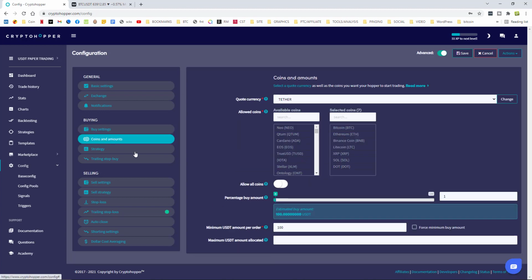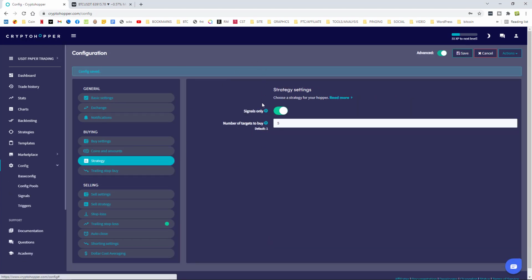Alright, coins and amounts. Now this has to be set. So I'm going to set up just 3 coins as an example. 3 decent coins. Alright, and I'm going to tell the bot how much it's allowed to spend. Out of my $10,000 I've set it to use 1%, so it's only going to buy $100 there, and I typed in $100 down there and I've saved it.